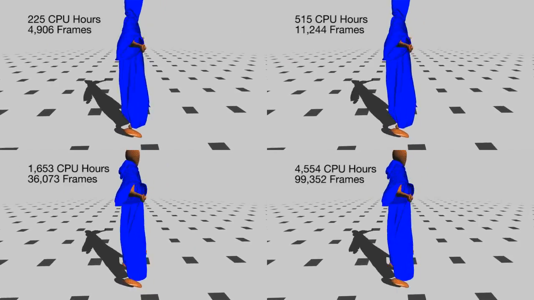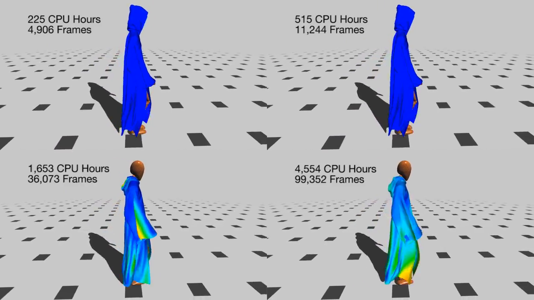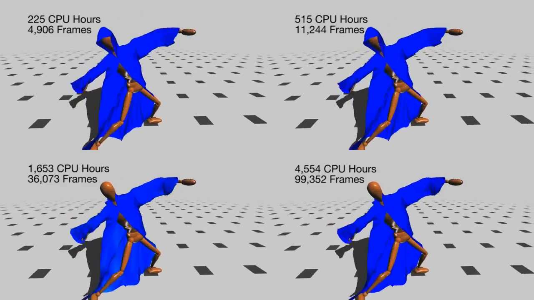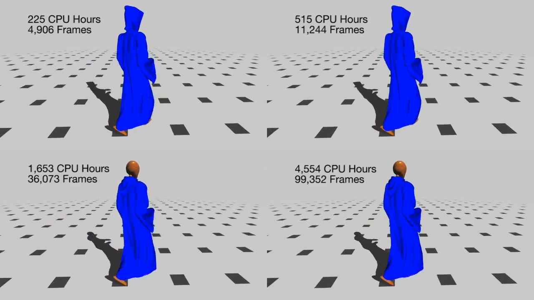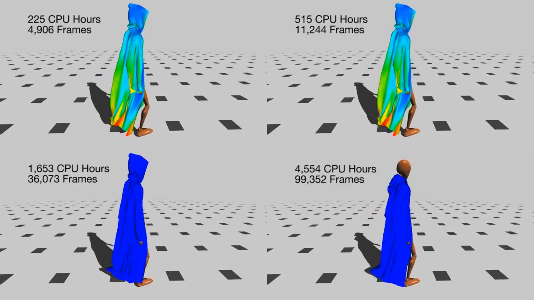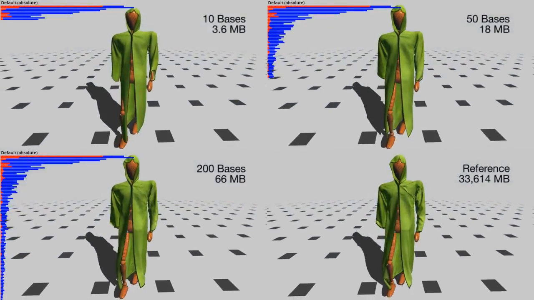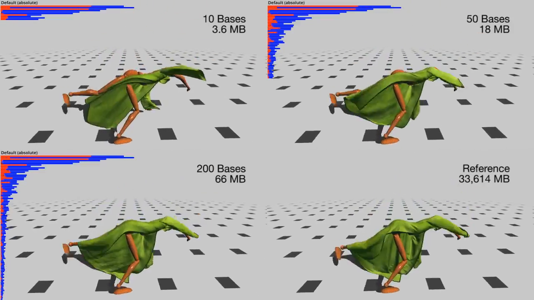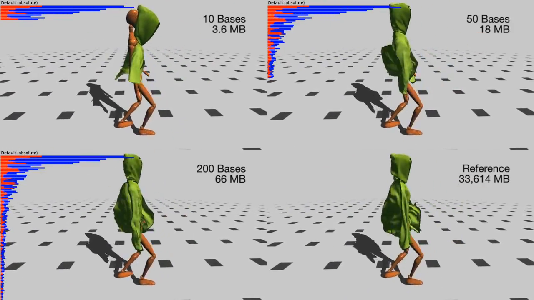These 99,000 frames represent 33 gigabytes of raw data, which we are able to compress into less than 70 megabytes using a combination of linear compression and quantization. The linear compression coefficients are visualized to the left of each panel.